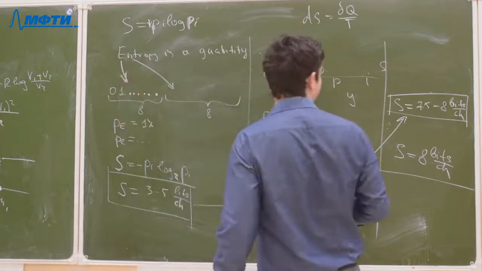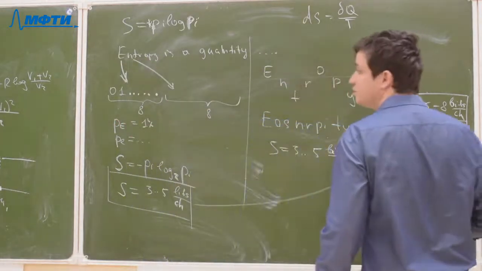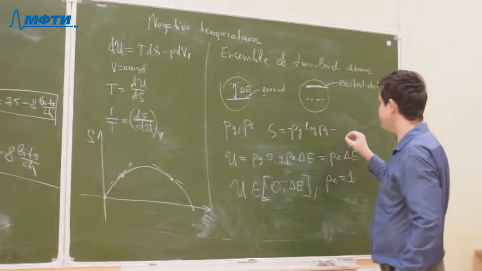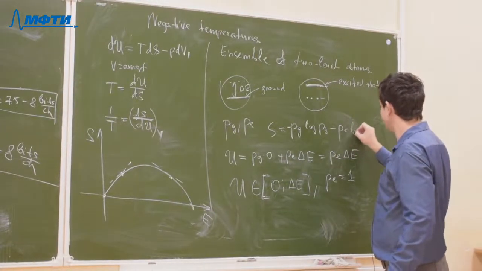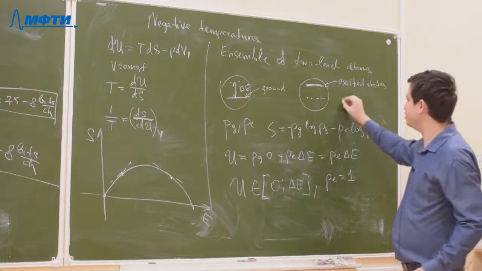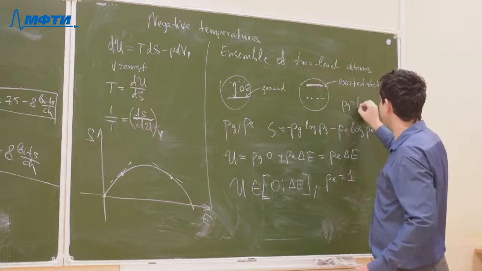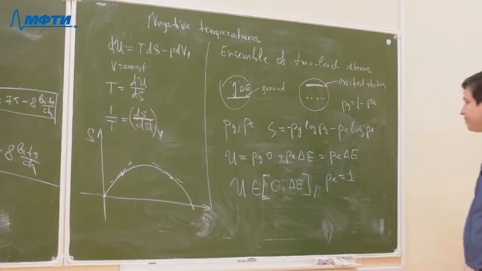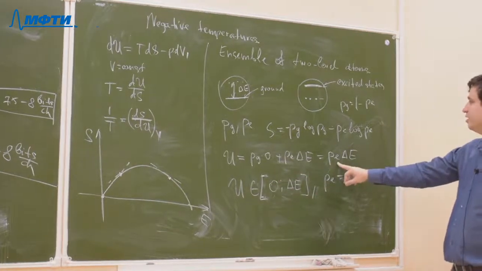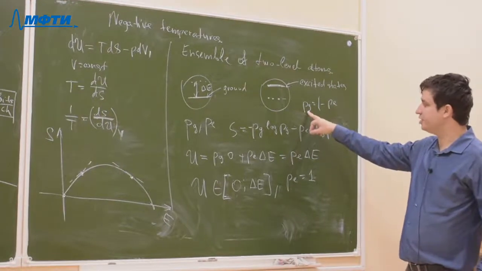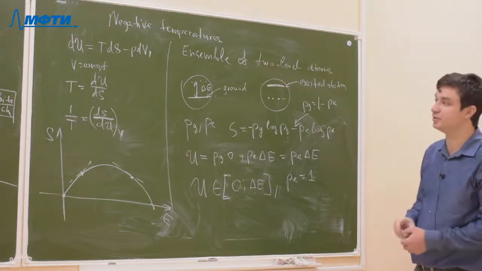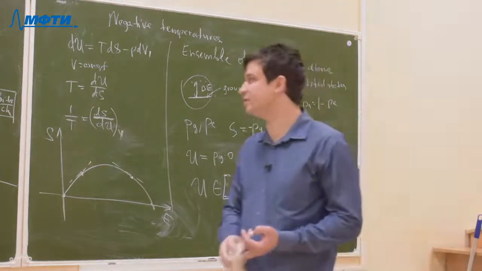Let me see where I have also forgotten minus. I think nowhere else. So minus Pg log Pg minus Pe log Pe. And we know that due to the normalization condition, Pg can be found as 1 minus Pe. So from the internal energy, we can find Pe, and then we can calculate Pg, and then we can insert them into this function and find entropy as a function of energy. And from this, we can easily calculate a temperature.